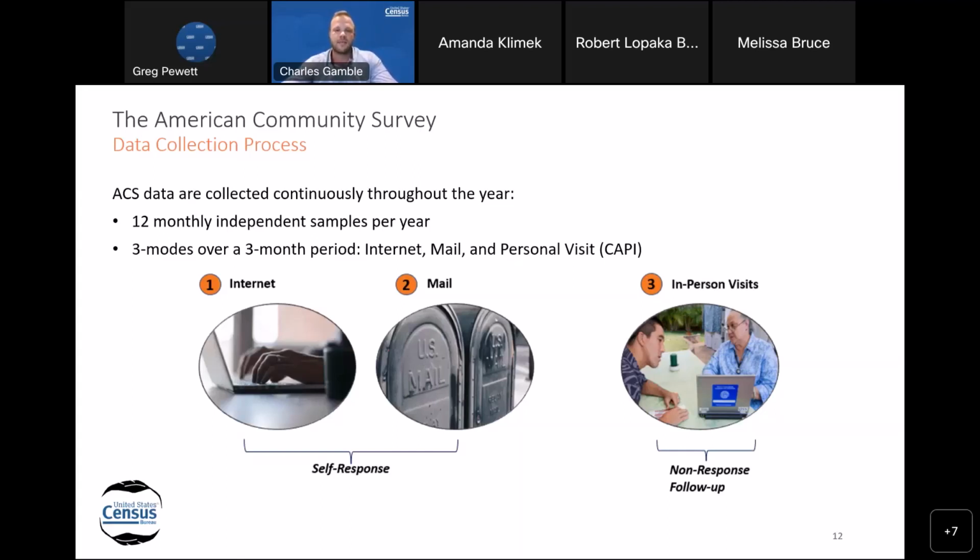And if at any time an internet or paper questionnaire response is received, the address is then removed from the data collection workload. Respondents also have the option, and are given the information, of the telephone questionnaire assistance line if they have questions regarding the survey or if they'd also like to answer the survey over the phone.